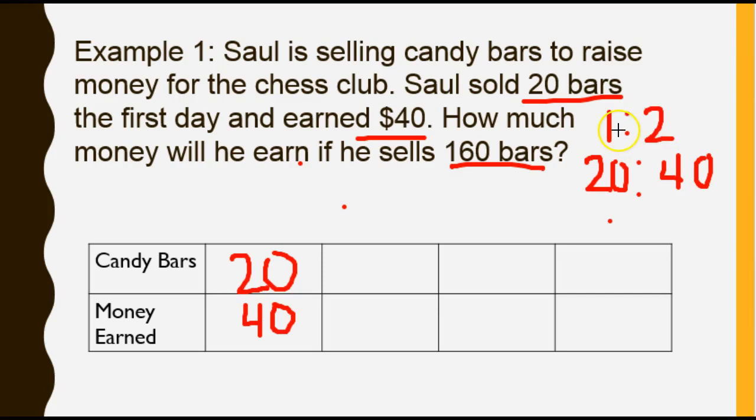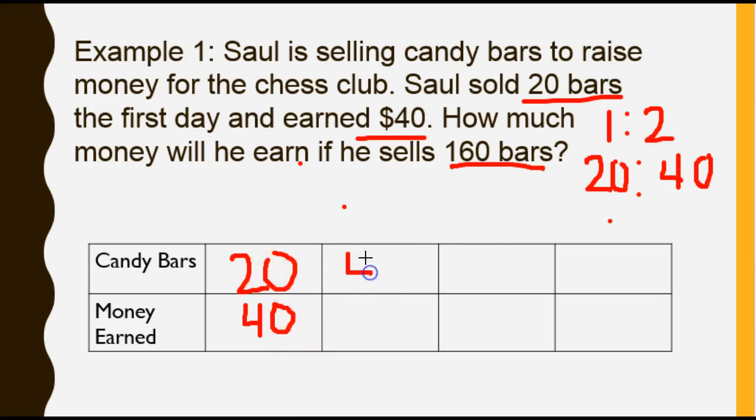So I see I have a 1-to-2 ratio, which means that for every candy bar I sell, I'm earning $2. I'm doubling my profit, or my amount. Like if I sell 1 candy bar, I'm getting $2. Well, if I sell 2 candy bars, I would get $4. So each time I sell a candy bar, or a total amount of candy bars, my profit is actually double that number. So I can actually multiply both numbers by 2.